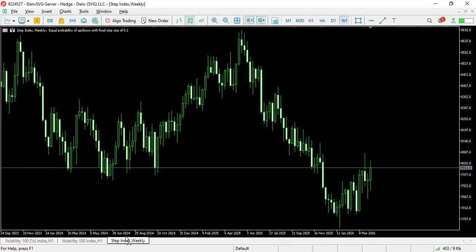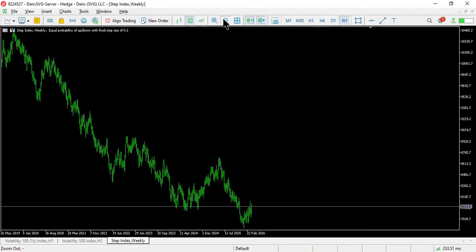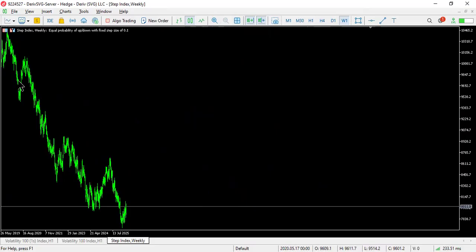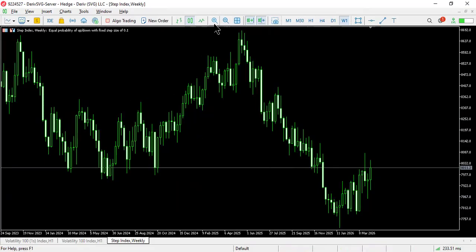And then on Step Index, you have to minimize to see what Step Index has been doing. When we minimize, we can see Step Index, we've been in a downtrend since 2019. Therefore, our bias is very clear on Step Index. We are forming lower lows and lower highs, which is a downtrend. Therefore, we are going to be looking for selling opportunities on Step Index.